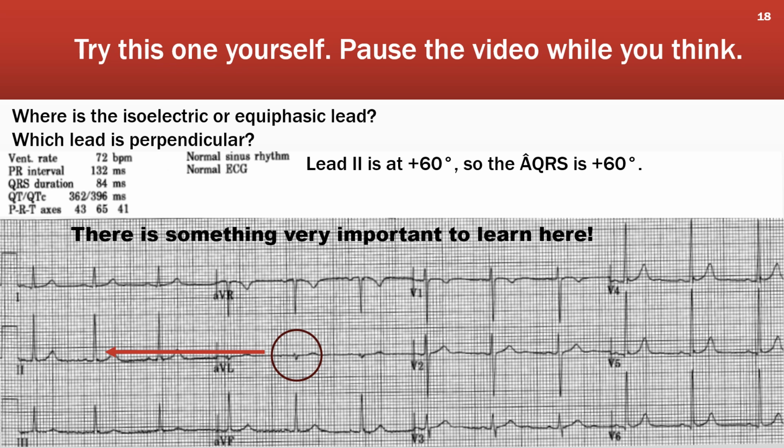Now, there's something very important to learn here. Note that lead 2, which constitutes the mean QRS axis in the frontal plane, has the tallest R waves. And lead 2's lead axis is located at plus 60 degrees. What you need to understand is that most mean QRS axes in the frontal plane cluster around plus 60 degrees, right around the lead 2 axis.